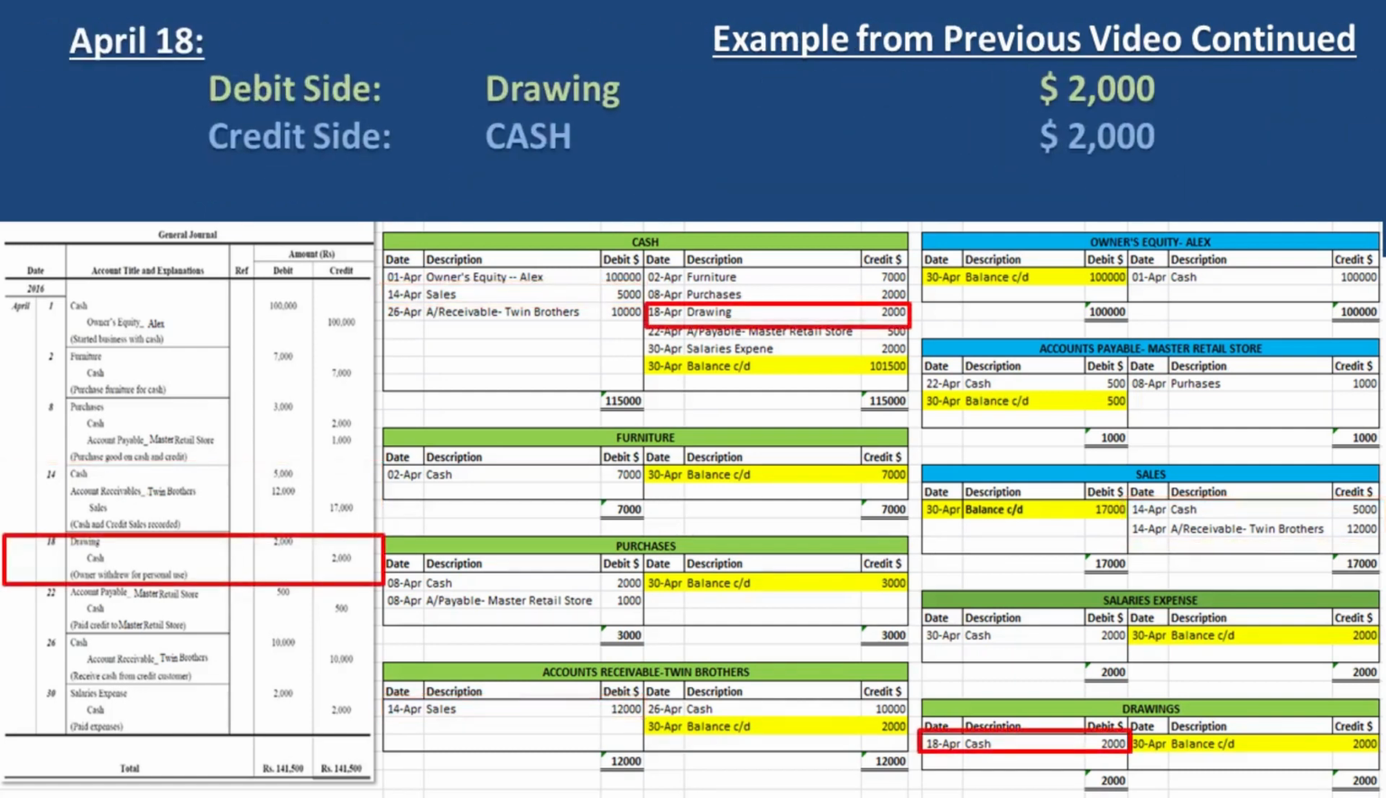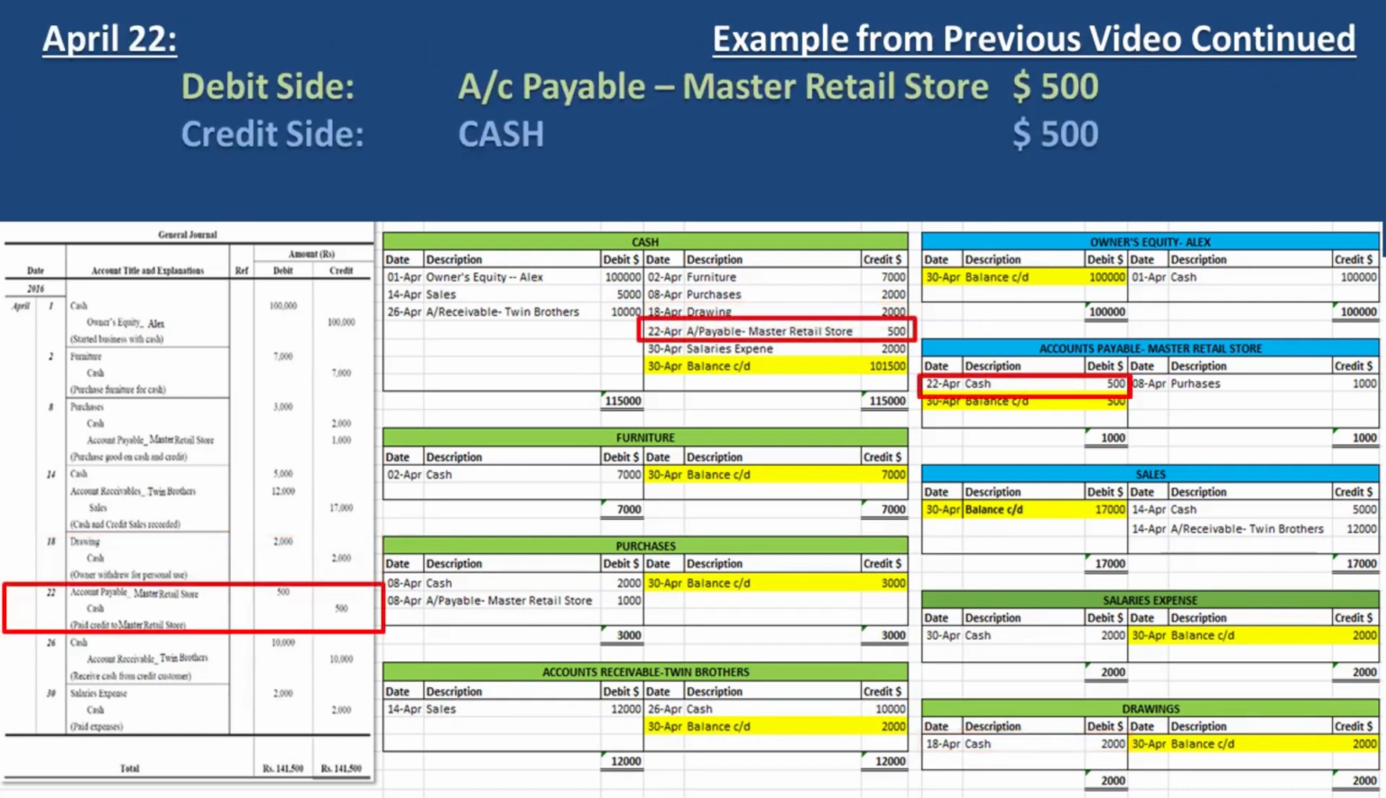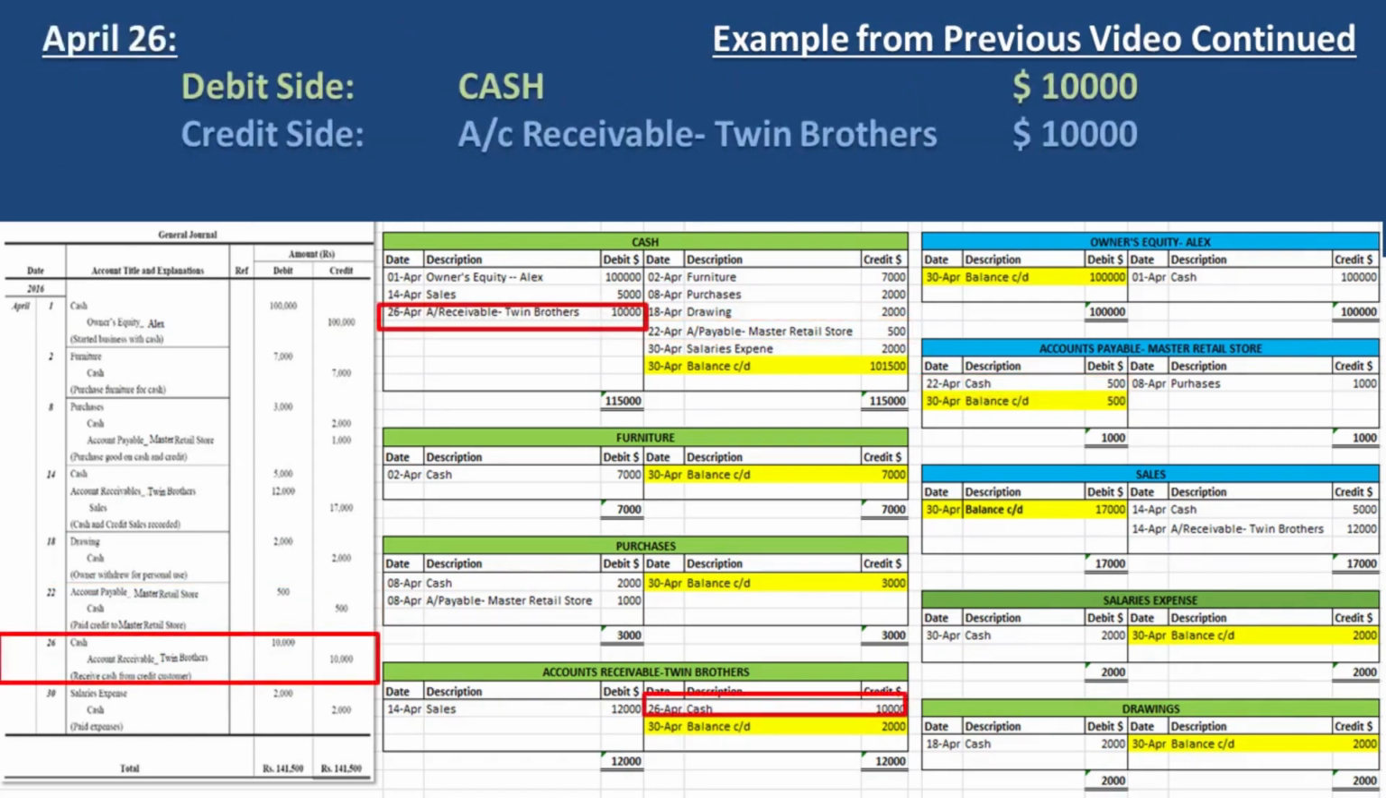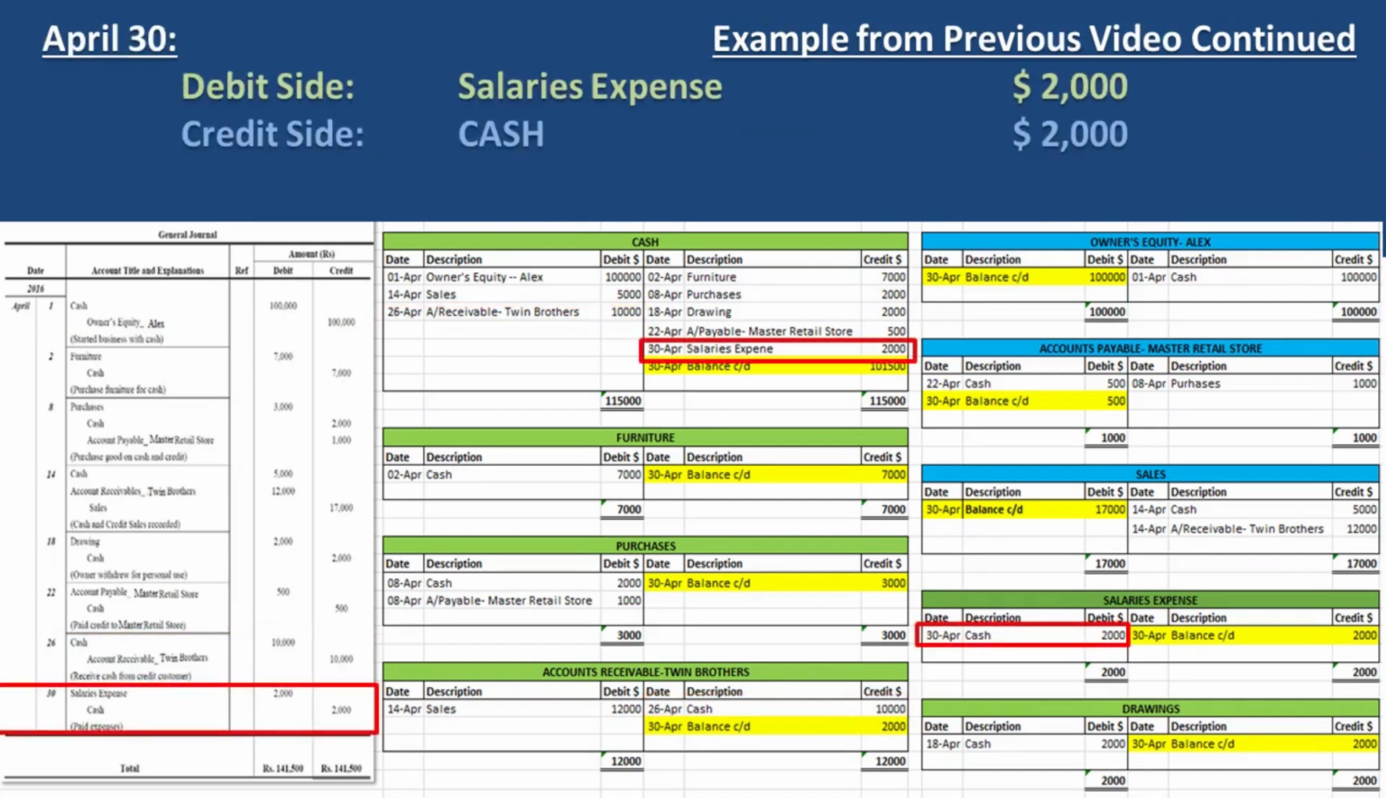On 18th of April, Alex withdrew $2,000 from his business. This will hit the credit side of cash account and the debit side of drawings account. On 22nd of April, Alex paid $500 of his payables to Master Retail Store. This affected the credit side of cash account and reduced the liability by hitting the debit side of accounts payable account. On 26th of April, Alex received $10,000 of his receivables from twin brothers. This affected the debit side of cash account and reduced the current asset by hitting the credit side of accounts receivable account. On 30th of April, salaries were disbursed worth $2,000. This affected the credit side of cash and debit side of salaries as expense.